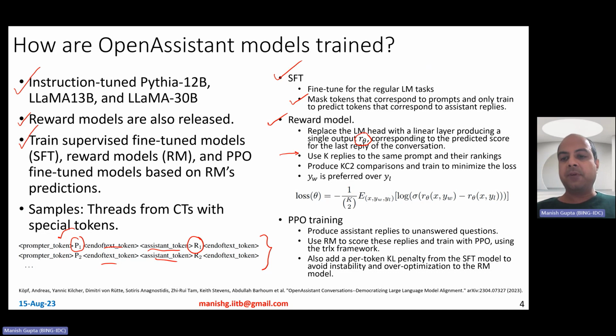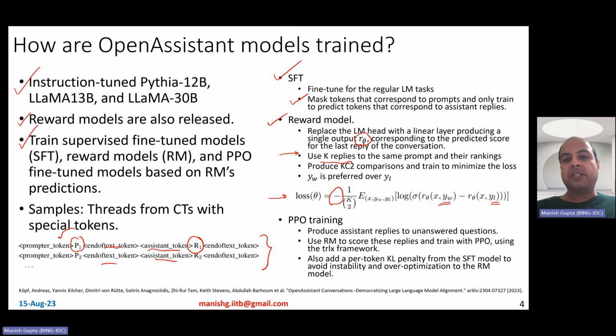So you use k replies to the same prompt and get their rankings. You essentially have, let's say, k replies to the same prompt in your data set. So you basically produce KC2 comparisons and train to minimize this loss, right? If you have k replies, you have KC2 comparisons because human annotated comparisons are available. So you know which response is better than which other response and so on. What you want to do is to minimize this loss, where YW is preferred over YL, and you have a negative sign outside, right? Essentially, the idea is that you want to define a reward loss function such that it predicts a higher reward score for responses that are preferred, right?